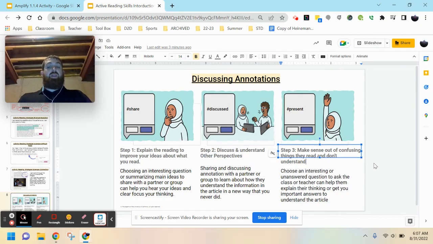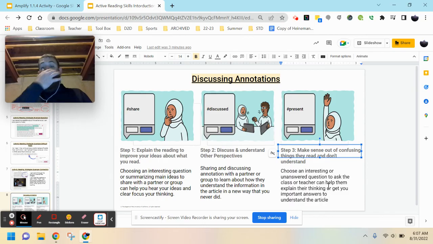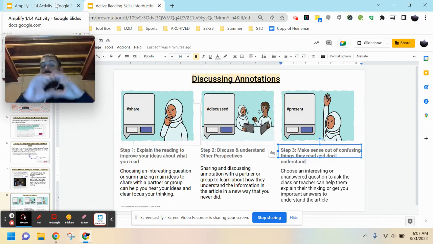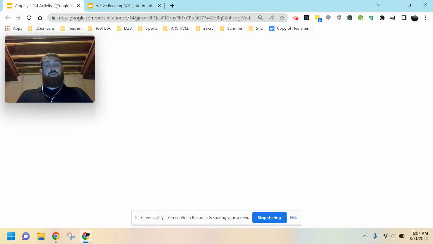And last but not least, we make sense of confusing things as we discuss with our group. So we're choosing those interesting or unanswered questions that we have. We're asking our class, our peers, our teachers what they thought of these things. We literally will ask them those questions like, hey, what do you think reliable energy is? And we help ourselves make sense of it together. So that is how we use our active reading skills when it comes to our annotation and our discussions, along with how we make the notes in the page.